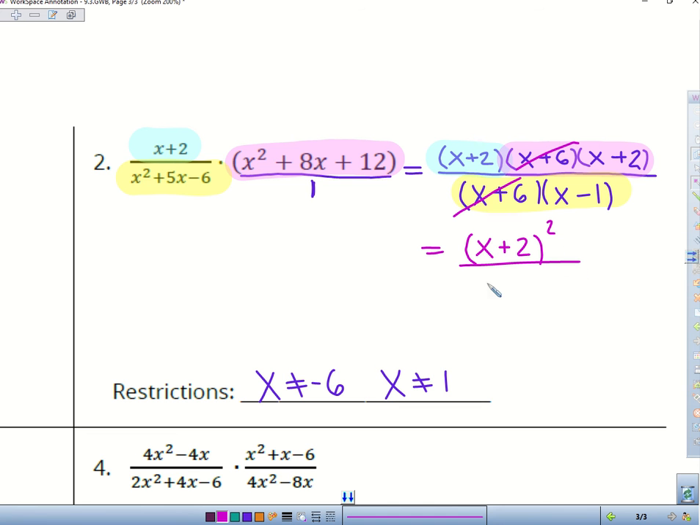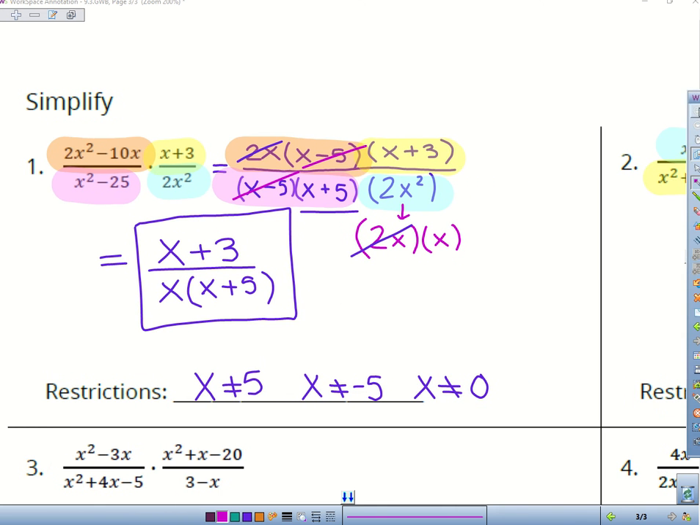X plus 2 squared. So it wouldn't be wrong if you wrote them separately, but more commonly, if you're dealing with a multiple choice answer, you're going to see it written squared. So I just want to make sure you're aware of the different forms of how it can be expressed. So does anyone have any questions about that? Okay.